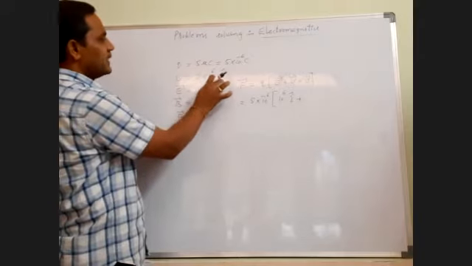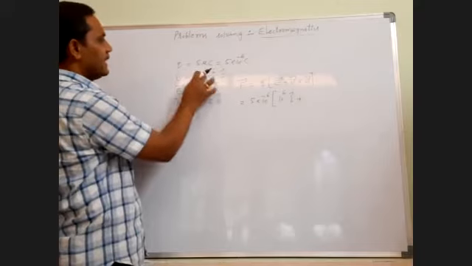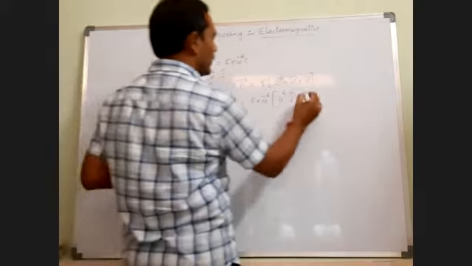Here the velocity is along the x axis and the magnetic field is along the z axis. So 8 into 10 power 6 into 0.2. How much?